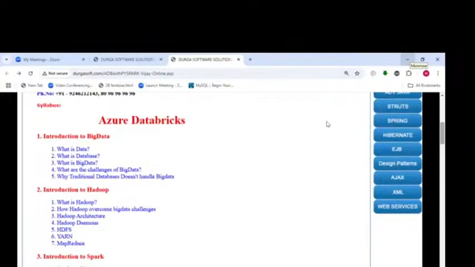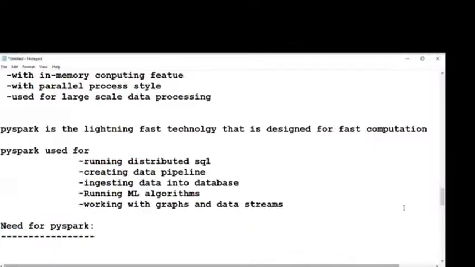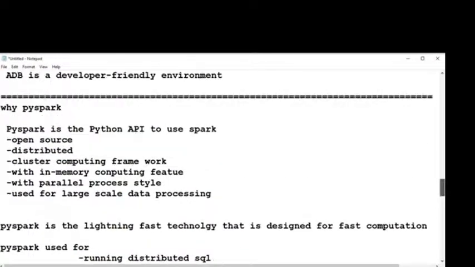How to create a cluster, everything you'll be discussing here. We're creating a Databricks service, Databricks workspace, and creation of a cluster, working with the notebooks, how to attach the notebooks to the cluster, working with different notebooks, working with different jobs. If you've got any queries, you can ask them. From tomorrow, I'll be starting with the things. This is the introduction to Azure Databricks.